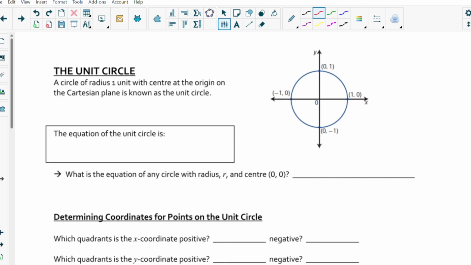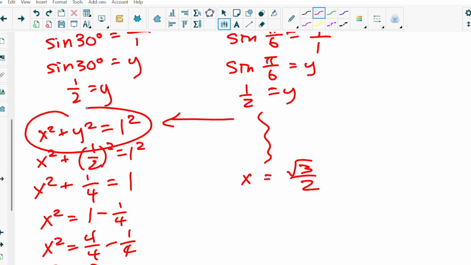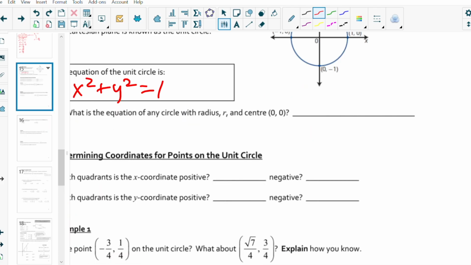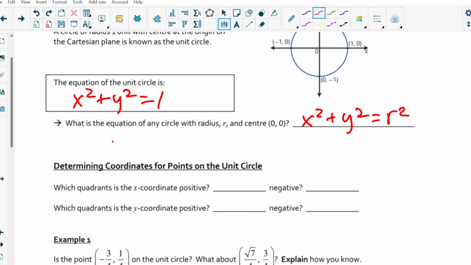Oh, next page. Okay, the unit circle. The equation of the unit circle is x squared plus y squared equals 1. This is what we showed from our Pythagoras example right here, folks. Remember this one? I even use Pythagoras right here to solve for the unknown side x, okay? So it should make sense that the equation of the unit circle is x squared plus y squared equals 1. And then what is the equation of any circle with radius r at center 0, 0? Well, that's just x squared plus y squared equals r squared. Good old Pythagoras, okay?